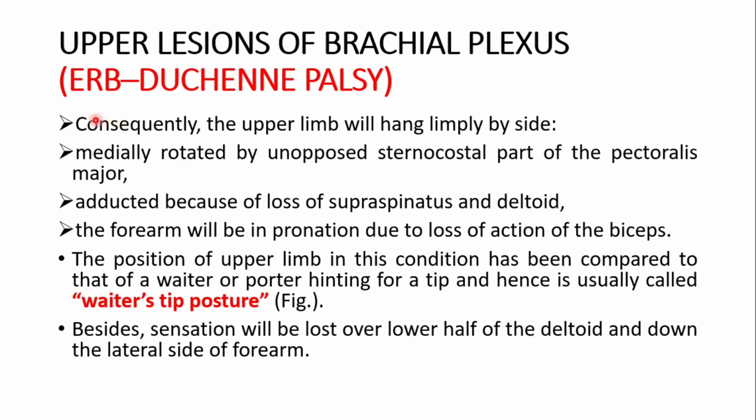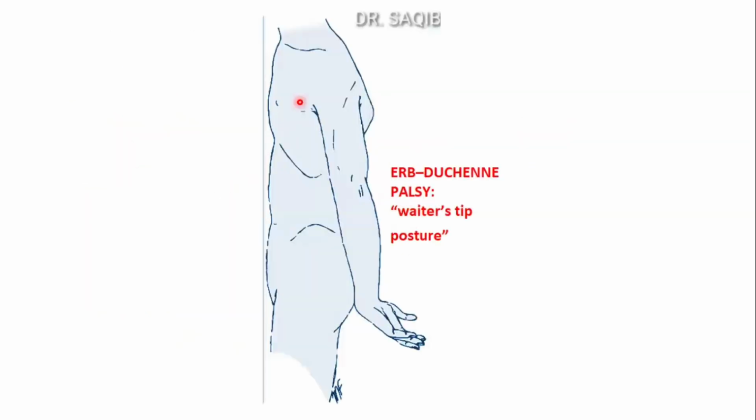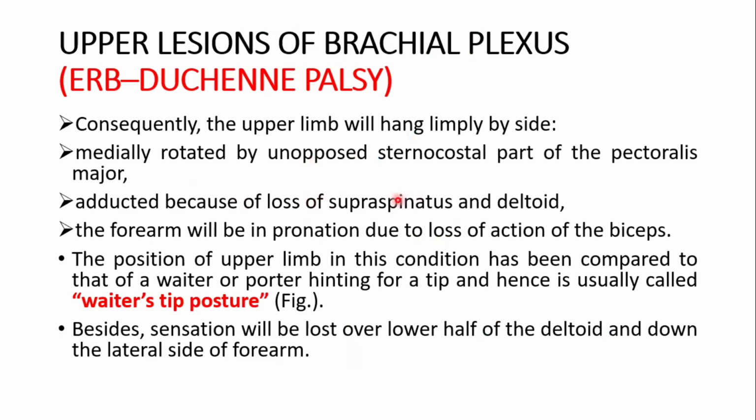So Erb-Duchenne palsy continues. What is the consequence of that? The upper limb will hang limply by the side, medially rotated by the unopposed sternocostal part of the pectoralis major. So let's see the picture first. You could see this is the Erb-Duchenne palsy, the waiter's tip posture. Here you could see all the description. First of all is the medial rotation and the adduction. Adducted. Why is it adducted? Due to the loss of the supraspinatus and the deltoid.